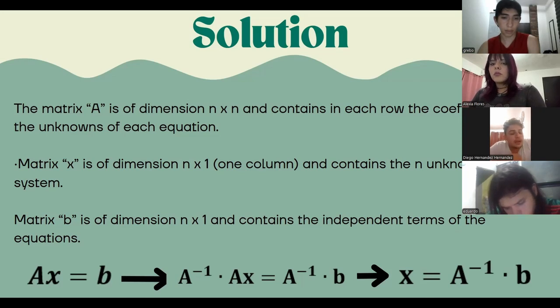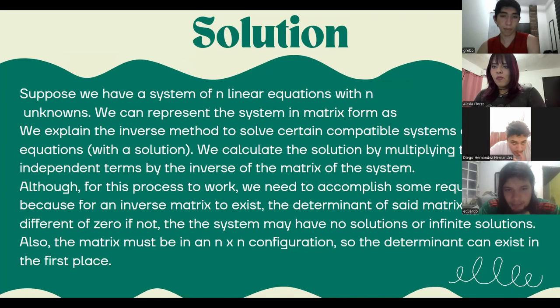AX equals B, so A^-1 times AX equals A^-1 times B, so X equals A^-1 times B. Suppose we have a system of n linear equations with n unknowns, and we can represent the system in matrix form. As we explained, the inverse method solves certain systems of linear equations with a solution by calculating the solution through multiplying by the inverse of the matrix of the system.